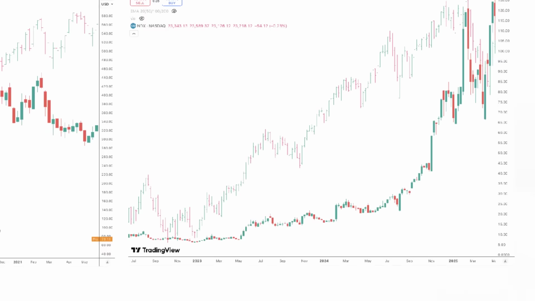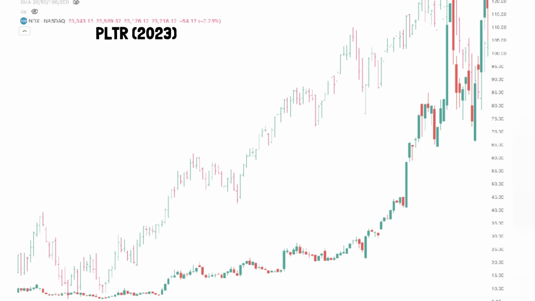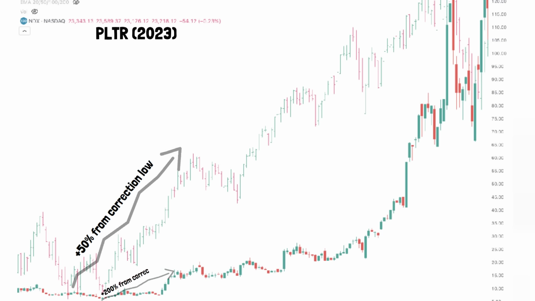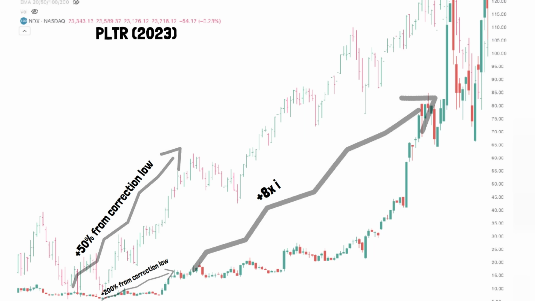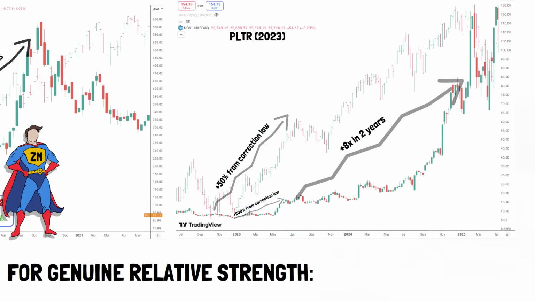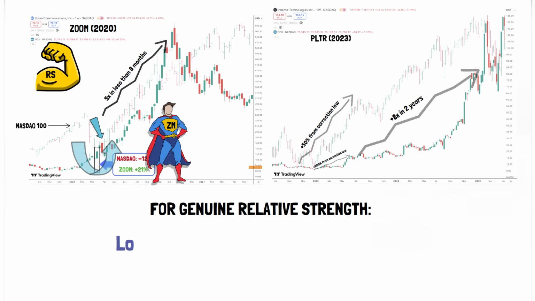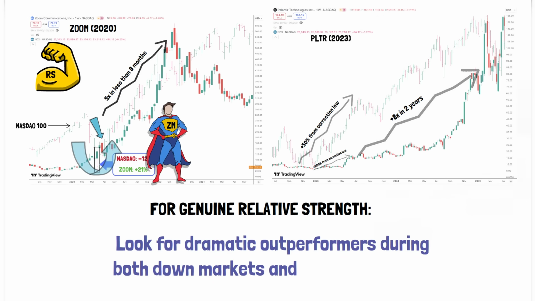Look at Palantir in 2023. While the markets recovered about 50% from correction lows, Palantir was up over 200% from its low. It went on to become a super multi-bagger, rising another 8 times over 2 years. This is what genuine relative strength looks like: stocks that dramatically outperform during both down markets and recovery phases.